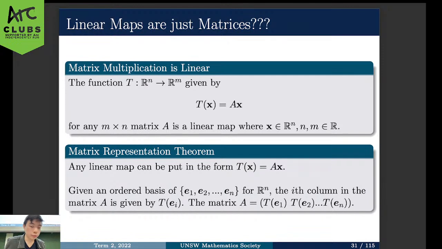And we can put this into something called the matrix representation theorem, which basically means any transformation that we have can be put as a matrix times a vector. And the matrix is made up of columns of the first basis being transformed, and then the second basis being transformed, and then up to the nth basis being transformed.